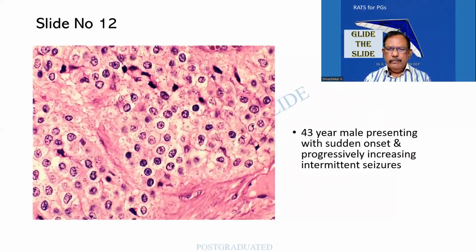Slide number 12. A 43-year-old male presenting with sudden onset and progressively increasing intermittent seizures. So this is the history, this is the slide. As I told you earlier, you people can refer, discuss, go to your teachers, net, whatsoever, come back with the answer and the material behind it. We shall be seeing in the next class.